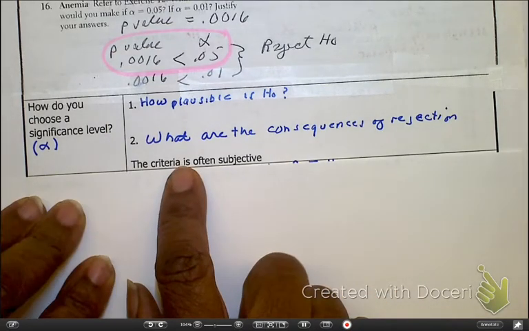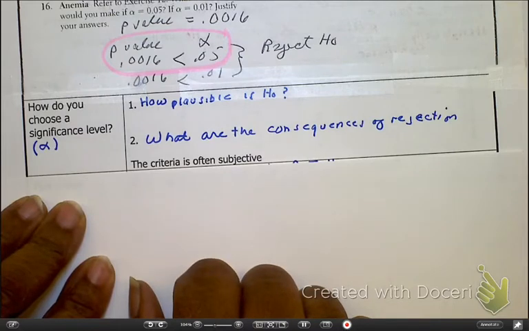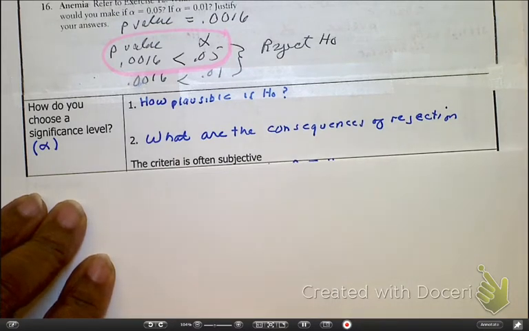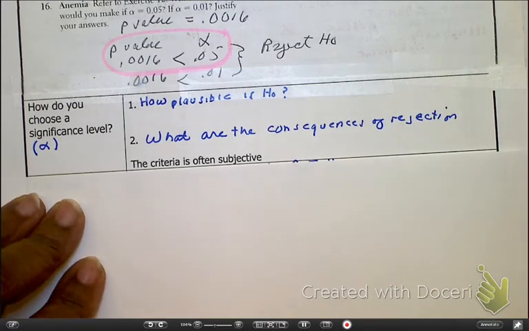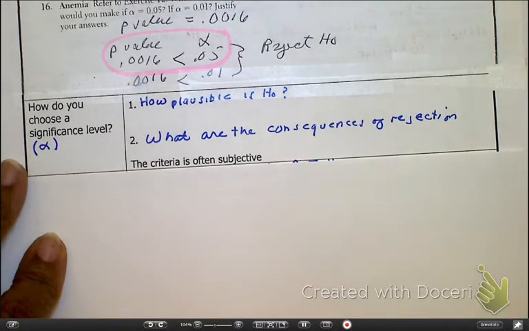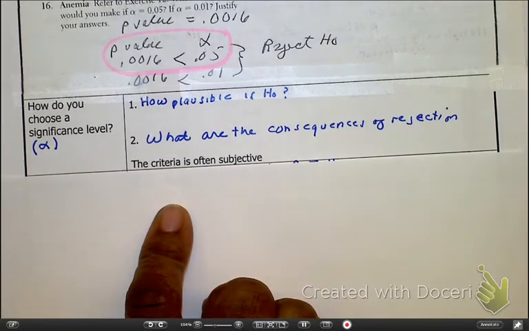The other situation is, what are the consequences of rejection? Well, is it going to be more expensive if we reject it? Are we going to need stronger evidence? If you're going to spend thousands or millions of dollars on something, and you end up rejecting a claim, is it really going to be strong enough with a certain p-value for that company to be willing to spend that type of money? So as we look at it, the criteria is often subjective, but remember, in most cases they use 0.05.